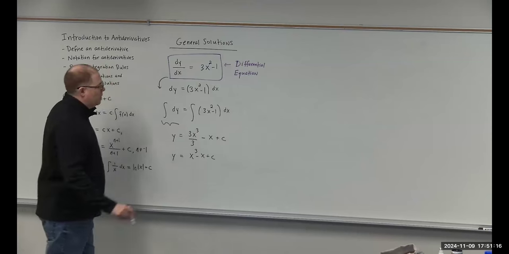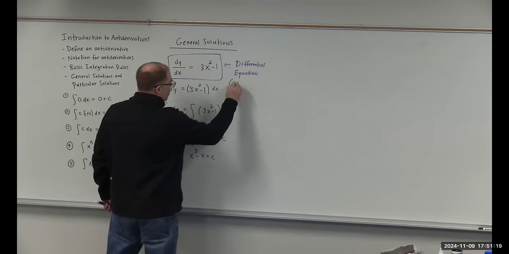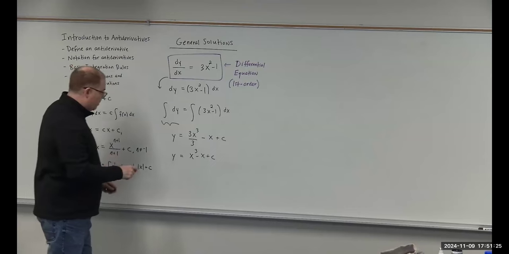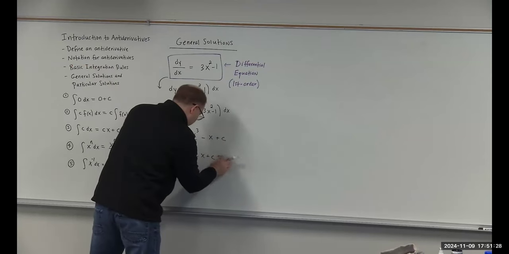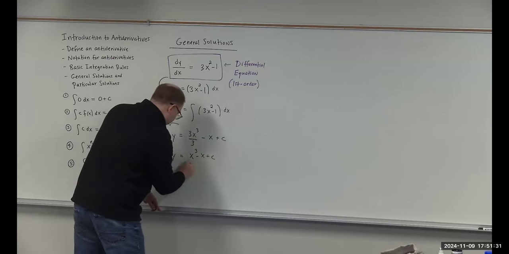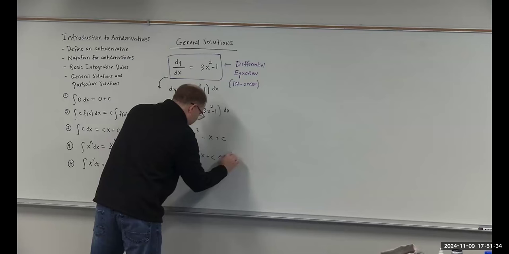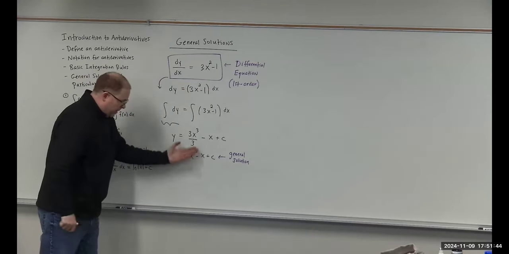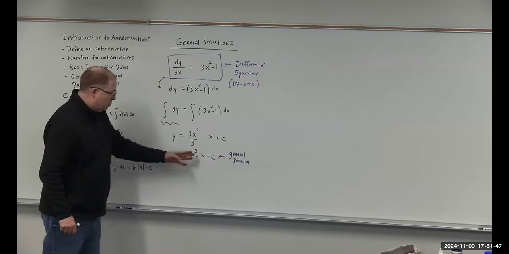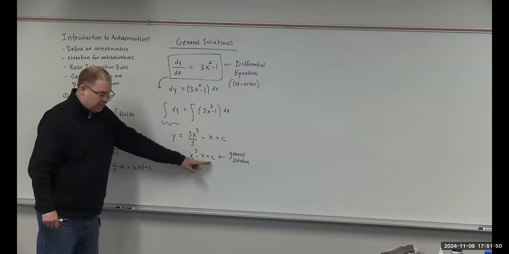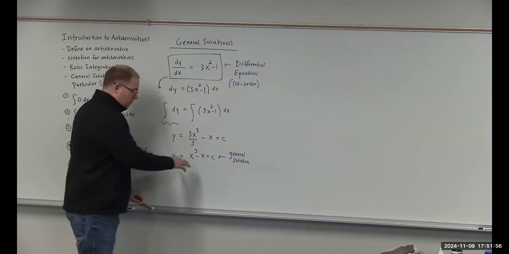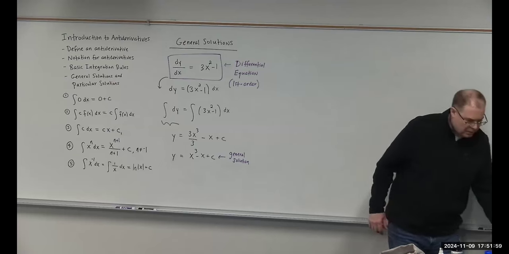Well, this is a first order differential equation, okay? And so in this part down here, this is what's called the general solution. So this is giving us basically a family of curves, okay? So there's infinitely many solutions here because C could be anything. It could be a real number, it could be an irrational number, it could be anything, okay? So let me show you graphically what this looks like.